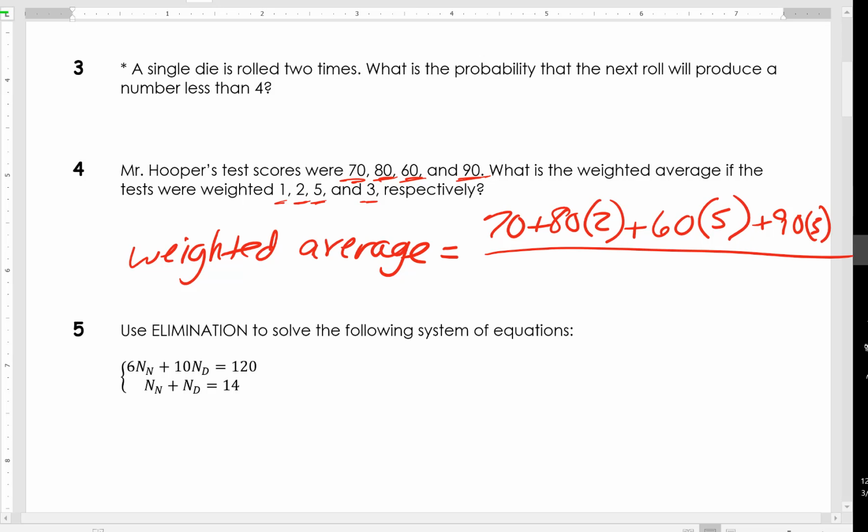And then you don't divide by 4, because remember, you're pretending that these tests happened as many times as they are weighted. So you're going to divide by 1 plus 2 plus 5 plus 3. So there's 1 70, 2 80s, 5 60s, and 3 90s. So you would multiply all that out and divide it, and that would be the weighted average. I think it was something like 72%.